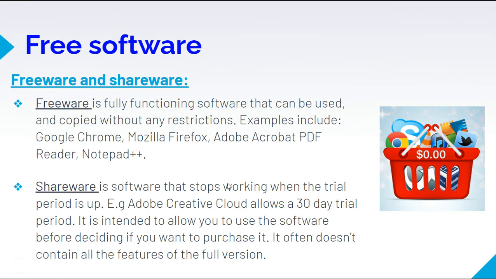Shareware is software that stops working when the trial period is up. So they might give you a 30-day trial. For example, Adobe Creative Cloud will give you a 30-day trial. You can use the software for 30 days. It's intended to allow you to use the software before deciding if you want to purchase it. It often doesn't contain all the features of the full version. So for 30 days, you can use some of the features of the program, see if you like it, and if you do, you would then purchase the full software license to use.